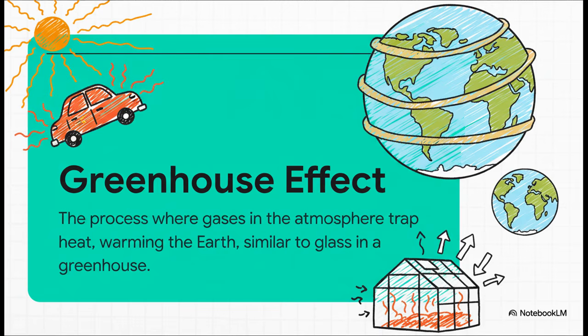Now, to understand global warming, we first need to get the greenhouse effect. It sounds very scientific and complicated, but it's really not. Have you ever sat inside a car that's been parked in the sun? It gets so much hotter inside than outside, doesn't it? That's because the glass lets the sunlight in, but it traps the heat inside. Our atmosphere does the exact same thing for the Earth.